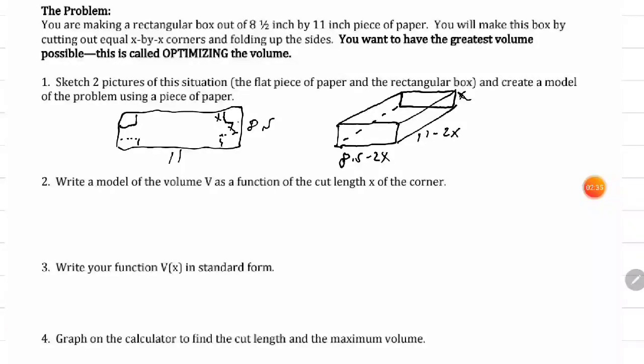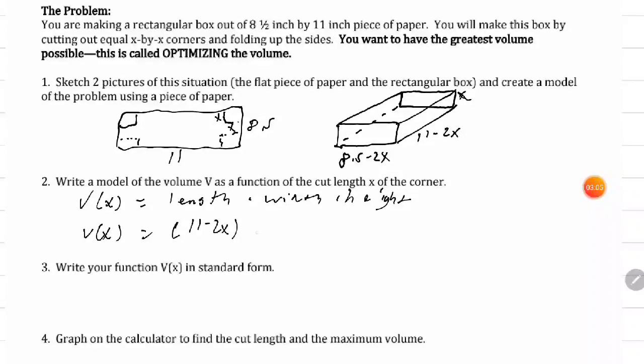Write a model for the volume. Volume is equal to length times width times height. So V(x), or function V in terms of x, is equal to 11 minus 2x, that's our length, times 8.5 minus 2x, that's our width, and then we're going to times it by height, which is x.